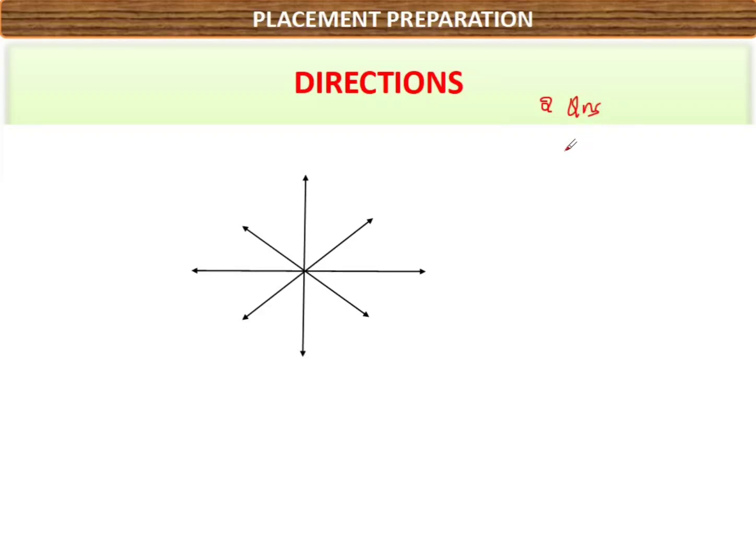Minimum 2 questions. Especially if you are attending any AMCAT related interview, you can expect 2 to 5 questions. Minimum 2 questions, maximum 5 questions. There are situations where they have asked 5 questions from the directions chapter itself in AMCAT format. So that's why this chapter is very important, and it is also very easy.